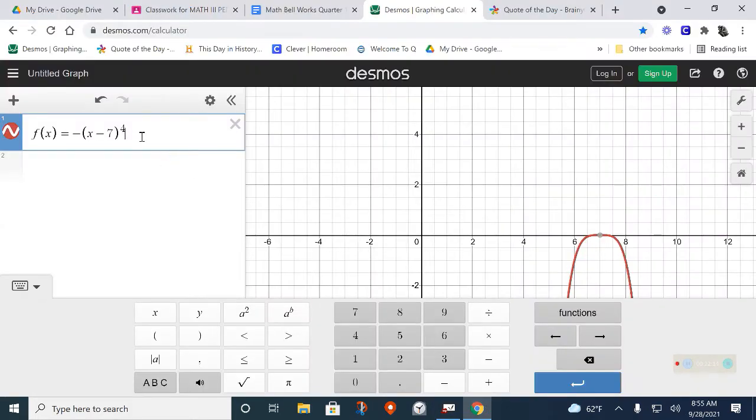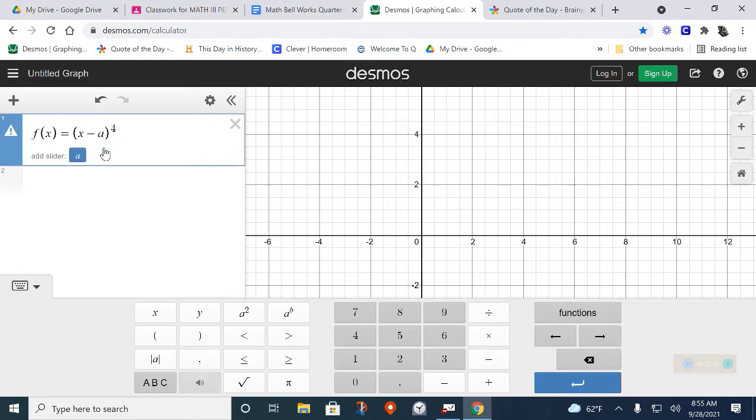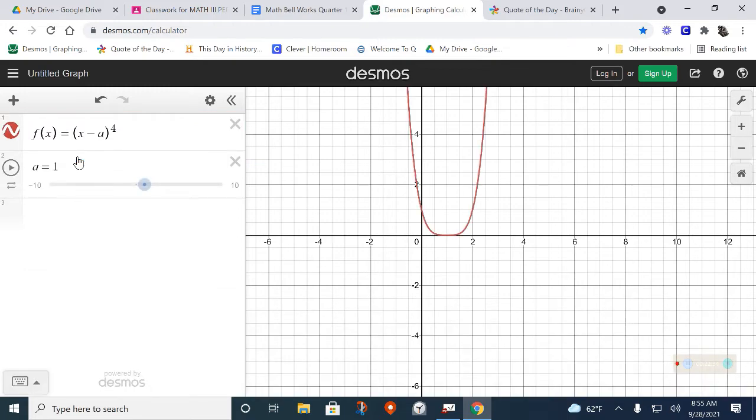Now, go ahead and graph this function on your graphing calculator. We're done with our notes for now. What I want you to do is add a slider. Okay, I want you to add a slider. Put a. So I added a slider for a horizontal shift. Go and do that for me on your screen.